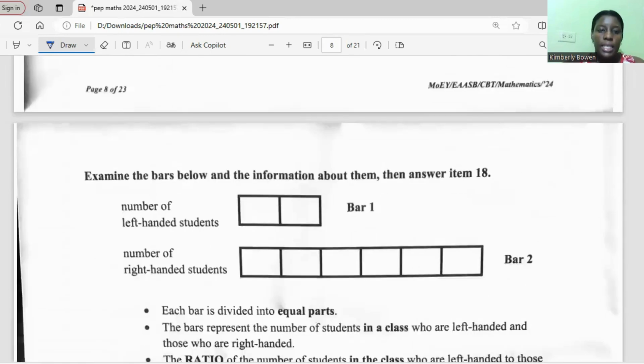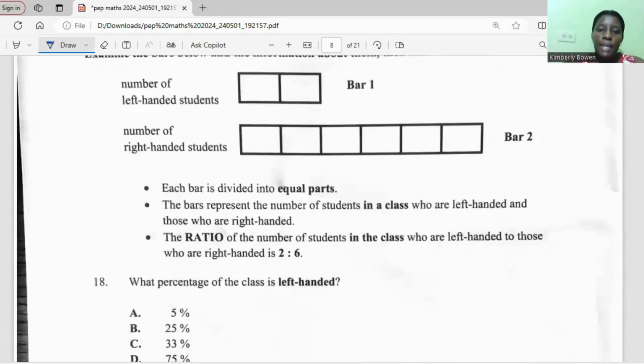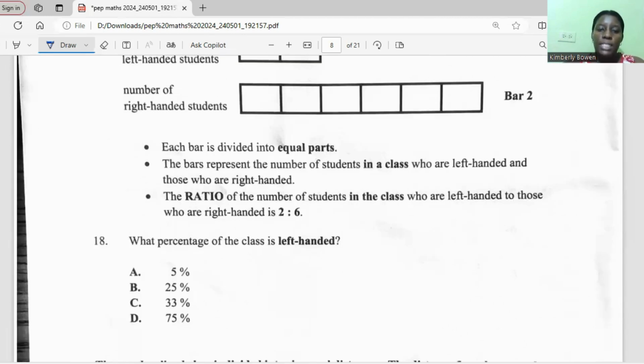Let's look at 18. Examine the bars below and the information about them. Then answer item 18. Number of left-handed students, bar 1. Number of right-handed students, bar 2. Each bar is divided into equal parts. The bars represent the number of students in a class who are left-handed and those who are right-handed. The ratio, another ratio question, of the number of students in the class who are left-handed to those who are right-handed is 2 to 6. What percentage of the class is left-handed?